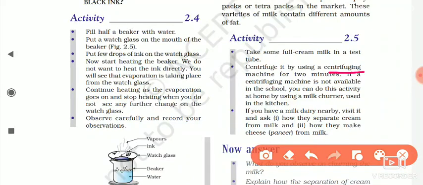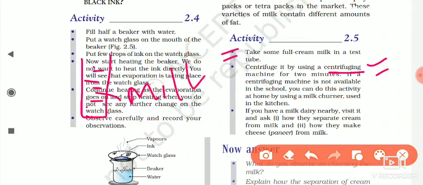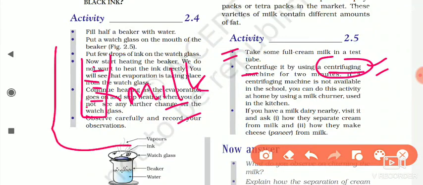Centrifugation. This is the method you are using to separate the components from the milk, and milk is a colloidal solution. Okay, take some full cream milk in a test tube. Just take a test tube and you take milk in it, centrifuge it. There is some centrifuging machine. We put this tube in the centrifuging machine.